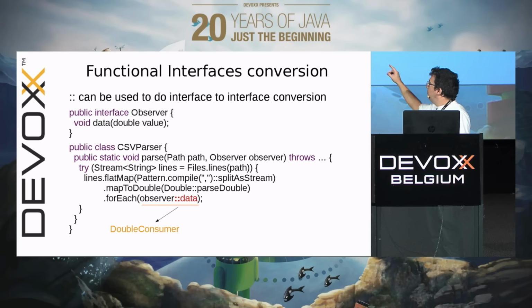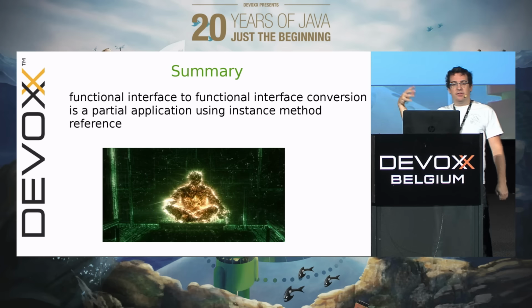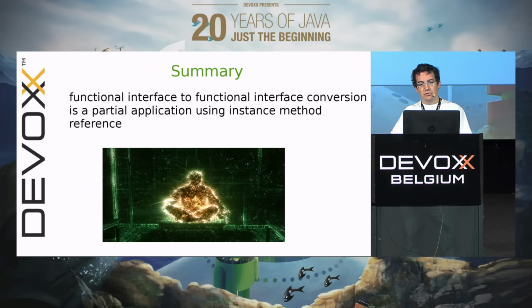That's why you can do the colon-colon on an instance in Java. It's to be able to do the conversion easily between functional interfaces. So basically, the conversion from a functional interface to a functional interface is done by doing partial application using an instance method reference. I don't know if you see it, it's sort of partial application. It represents partial application. Okay.